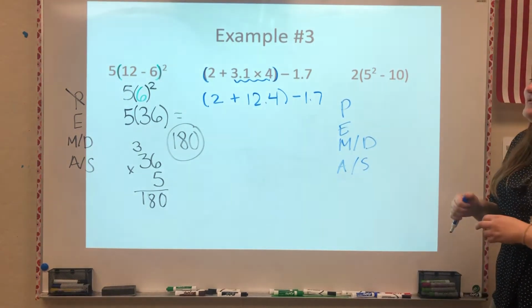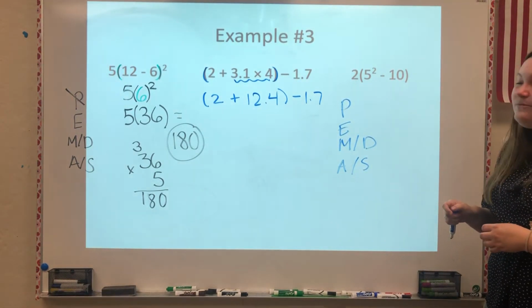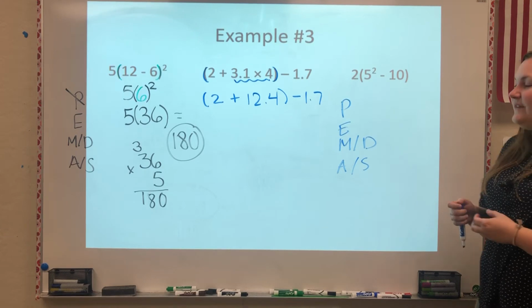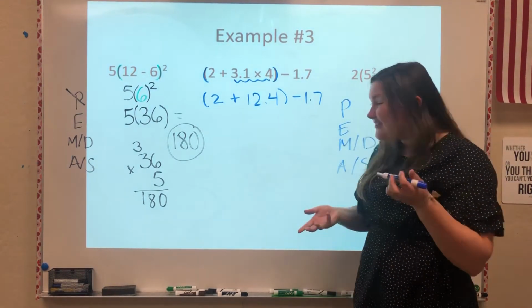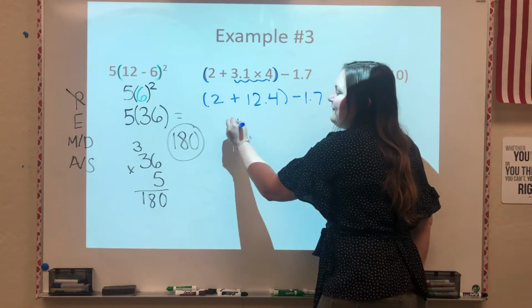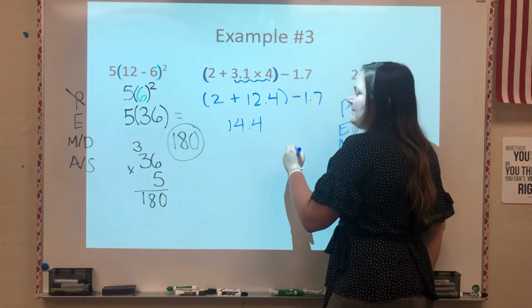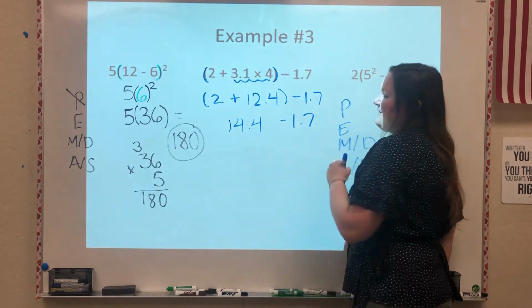So I need to do 2 plus 12.4. What would that be? Remember, 2 is a whole number, so I'm adding 12.4 plus 2.0. That's going to leave me with 14.4 minus 1.7.